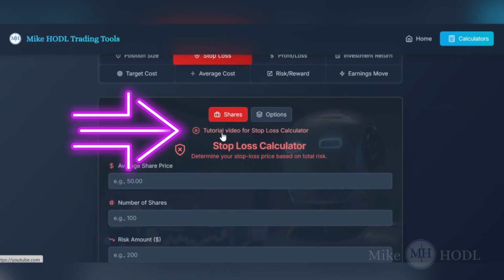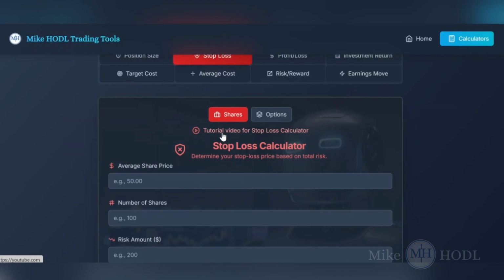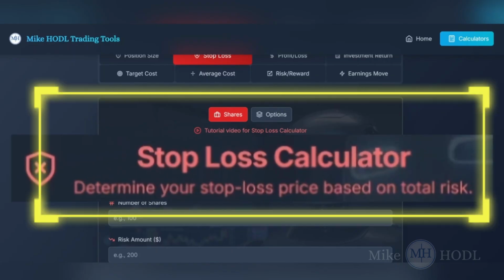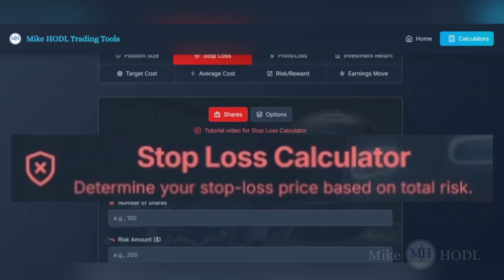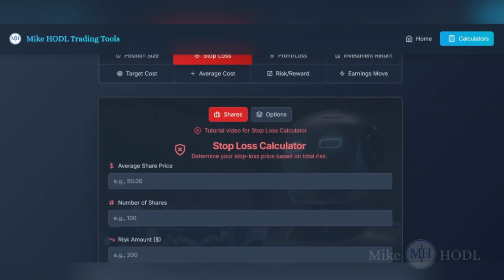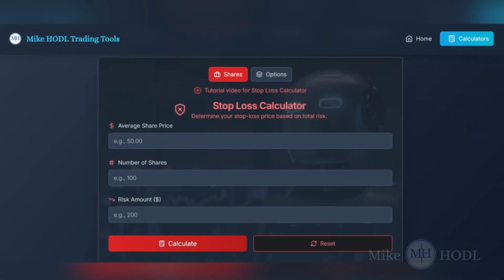This is a link for the tutorial video for the stop loss calculator, which is more than likely how you got to this video. And we have the title, Stop Loss Calculator. Determine your stop loss price based on total risk. Here you have three fields of entry.